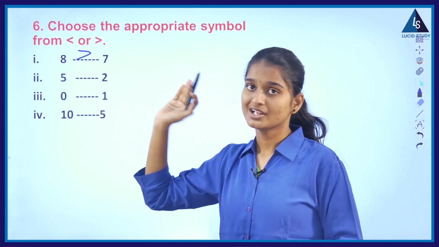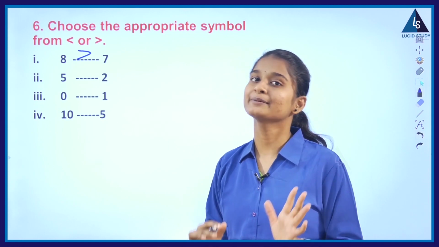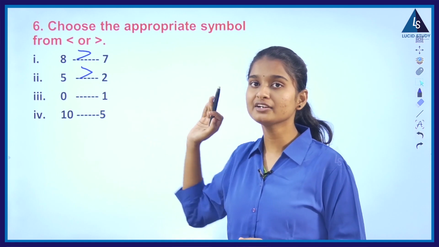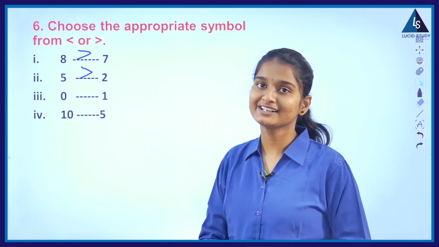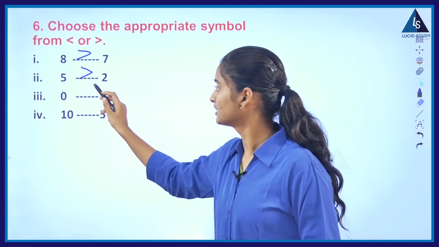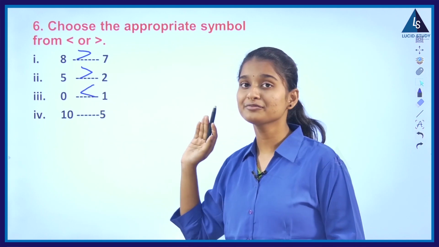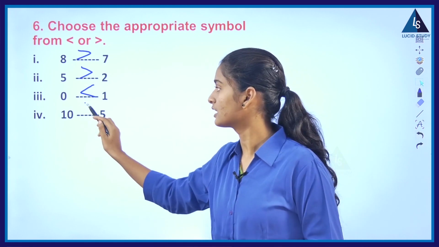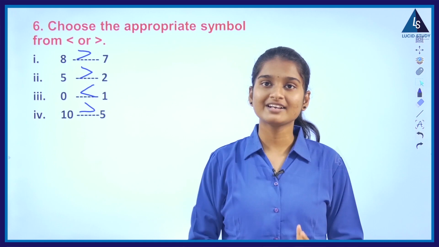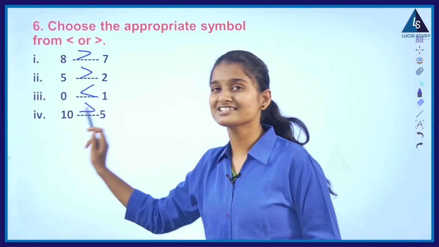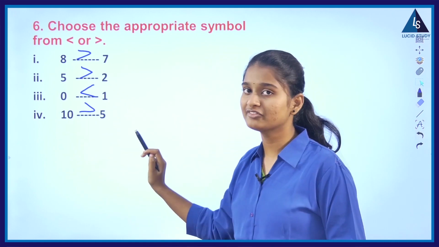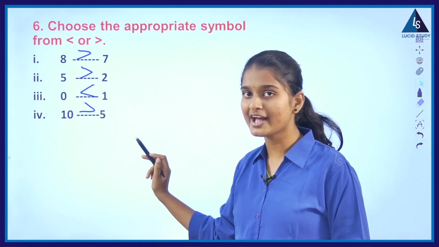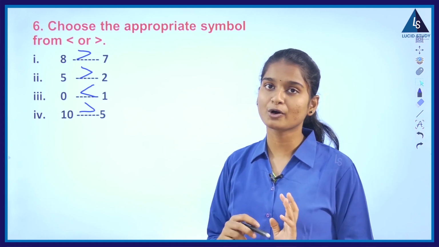5, 2. As you know children, 5 is a greater number than 2. 0 and 1. 1 is a greater number than 0. 10, 5. 10 is a greater number than 5. Children, always remember that 2-digit numbers are always greater than 1-digit numbers. That is why 10 is greater than 5. Now let us go through the next problem.